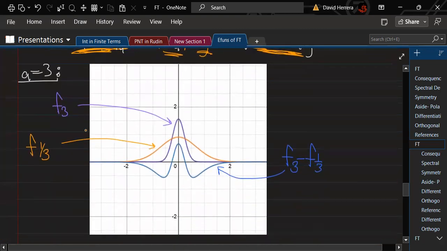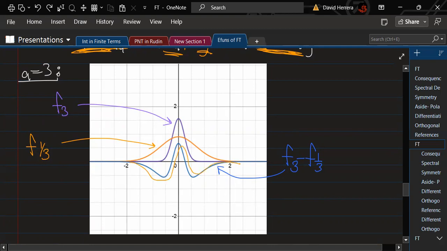So here's a picture of that. If I have f3 here, and then I have f of 1/3, which is then wider, if you subtract them, you get this wiggly-like function.